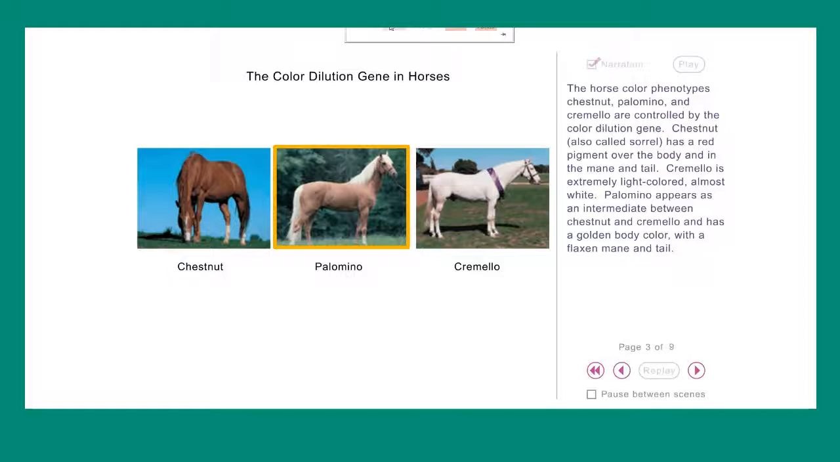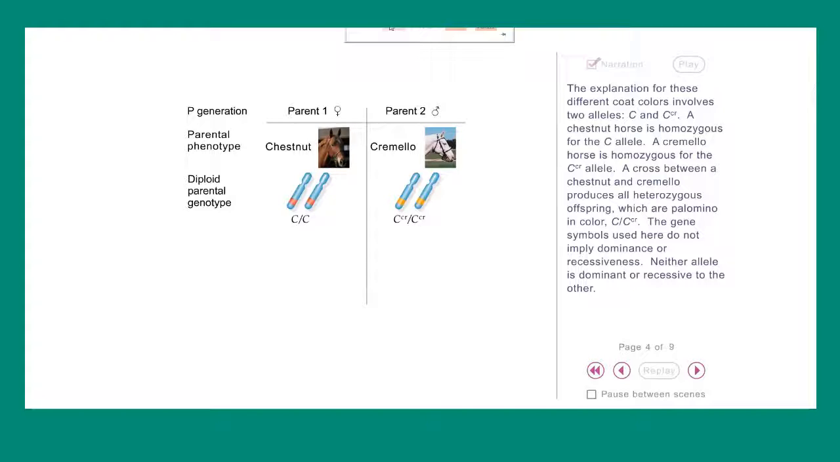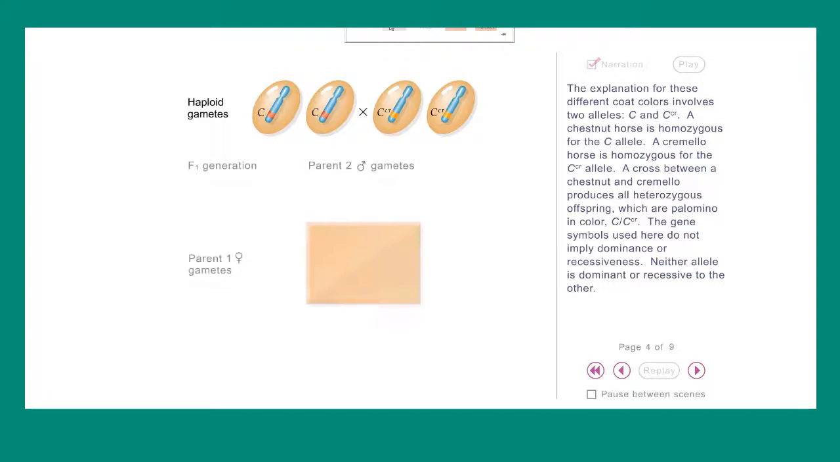The explanation for these different coat colors involves two alleles, big C and big C-CR. A chestnut horse is homozygous for the big C allele. A cremello horse is homozygous for the big C-CR allele. A cross between a chestnut and cremello produces all heterozygous offspring, which are palomino in color, big C big C-CR.